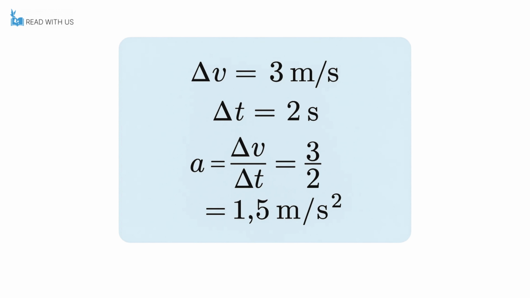Let's calculate an example. In the first section, the velocity increases by 3 meters per second over 2 seconds. So the acceleration is 3 divided by 2, which equals 1.5 meters per second squared.